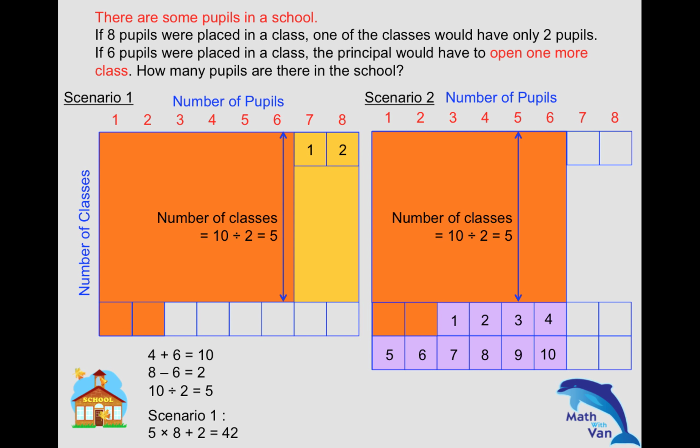The same thing for scenario 2, use that to check. So 7 classes of 6 pupils, you take 7 multiplied by 6, and that gives you 42. So that's your answer, 42 pupils in the school.